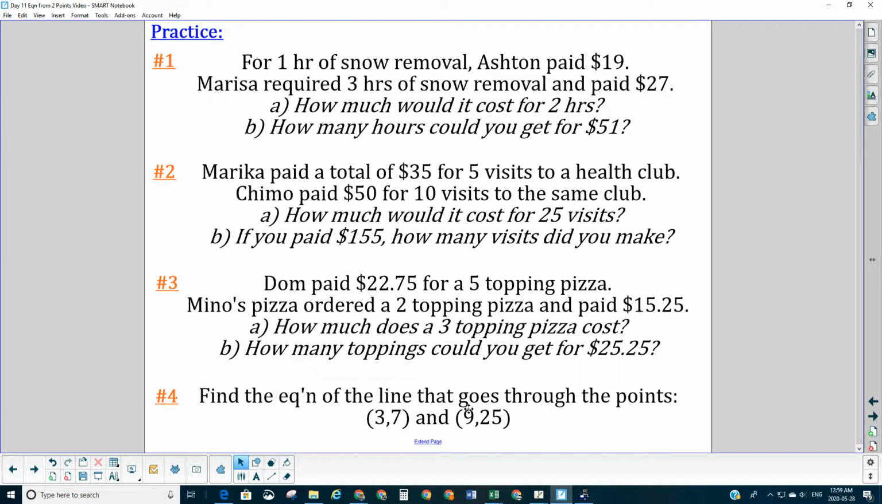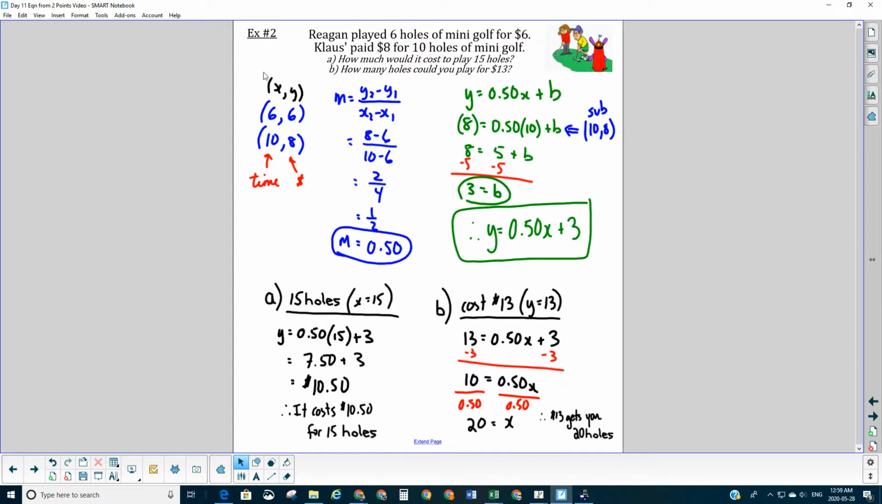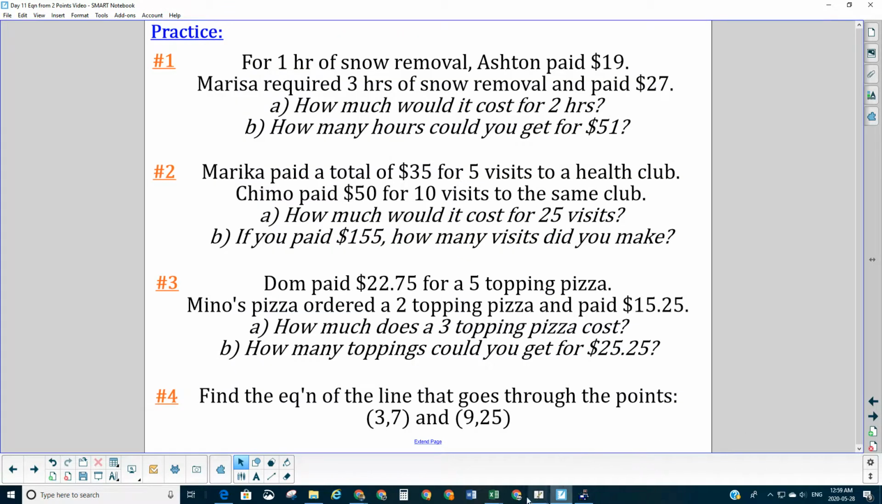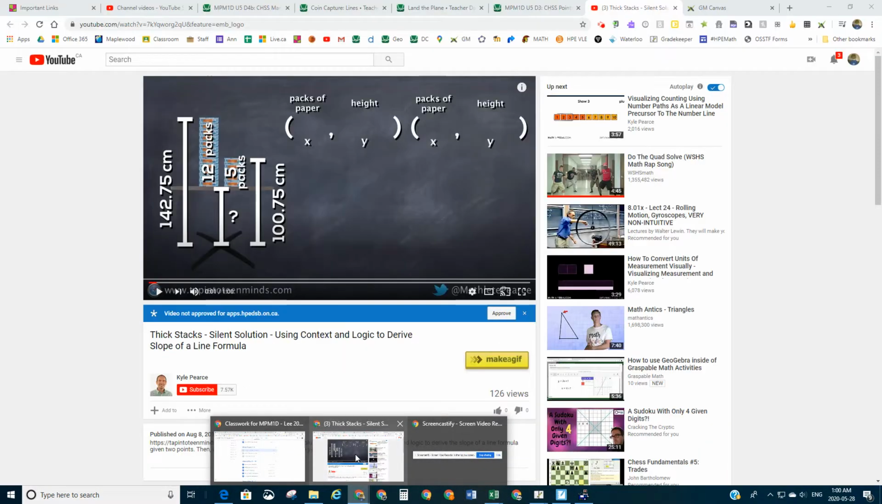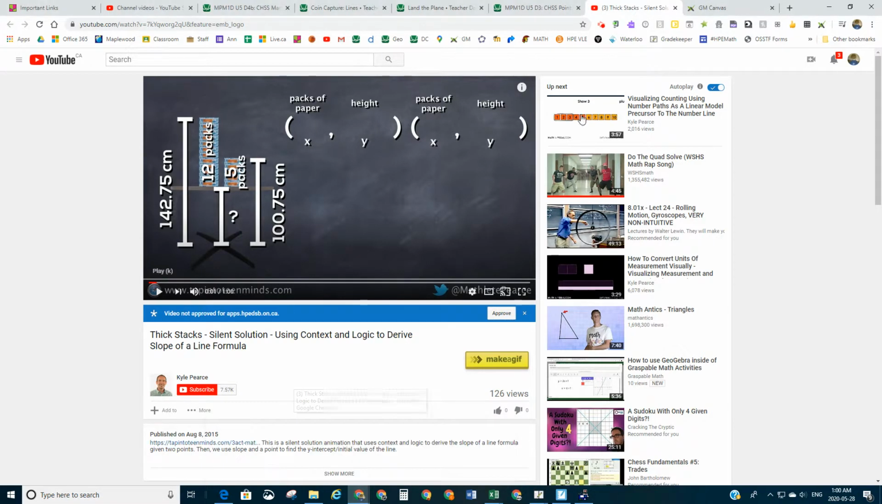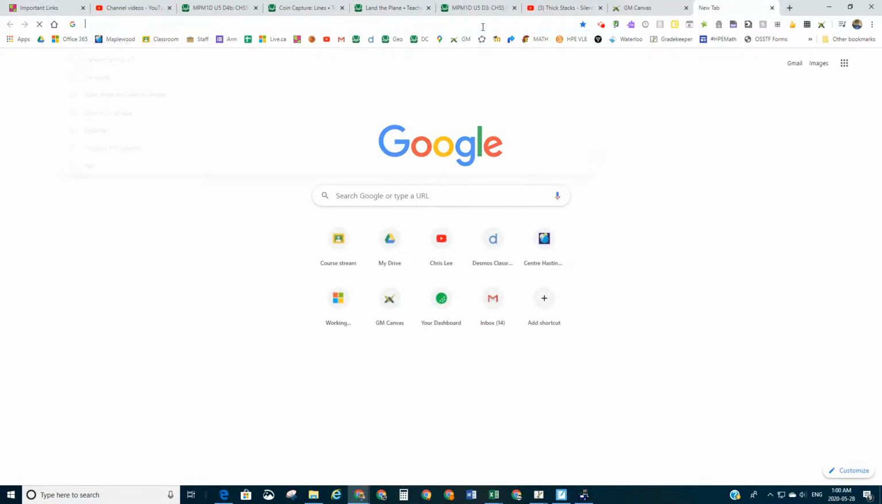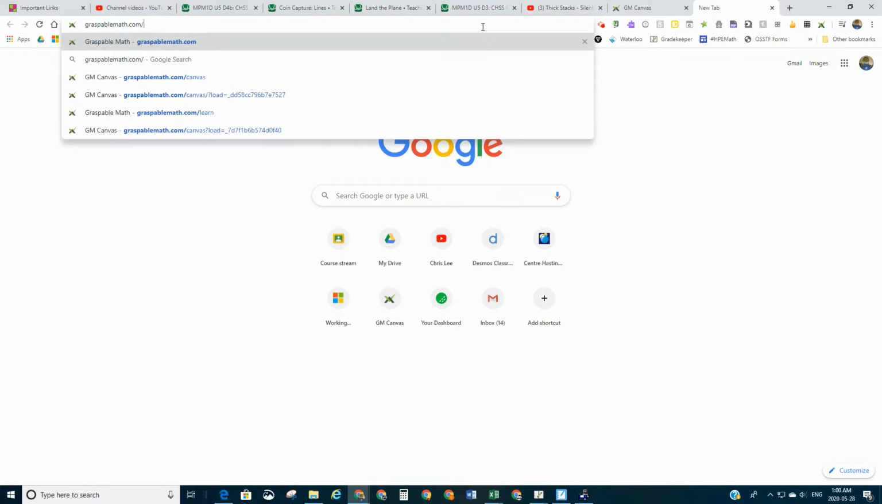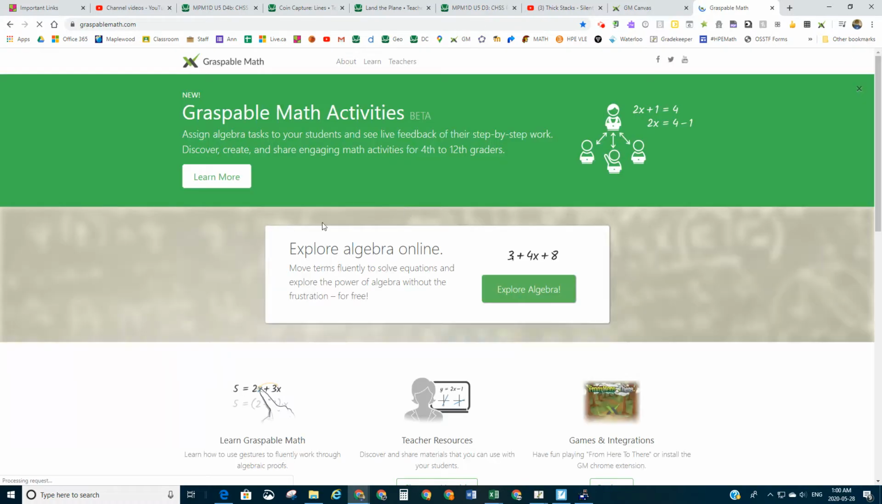Now, because of all the math that we are doing, you see all of this writing that's necessary. You're not expected to do this on Graspable Math. It will be more convenient for you to write it out by hand. But if you are adventurous and you feel really comfortable about Graspable Math, you could do a Google search for Graspable Math, and it'll pop up right away.